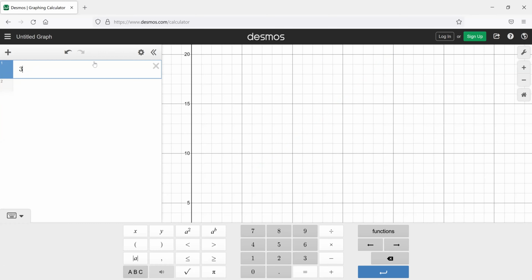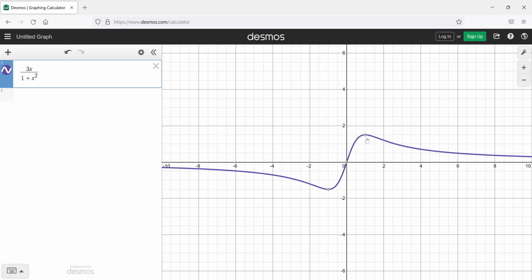So again, 3x over, and you want to use x instead of t here. 3x over 1 plus x squared, perfect. Notice this has both a max and a min. Now you can just write those in, but we can also get them by doing this by hand. Let me show you how you would do that.